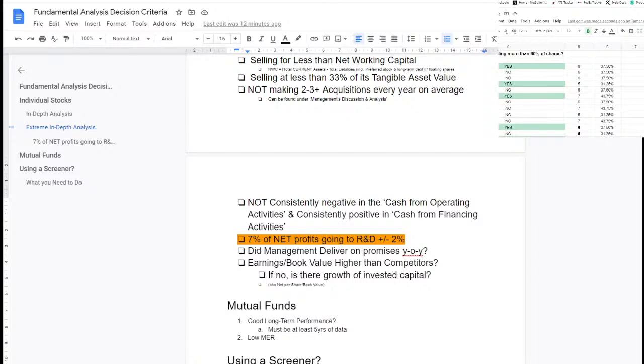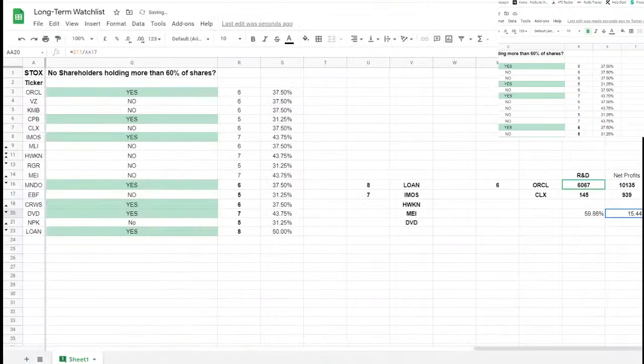This is very interesting to see. As we can see over here, 7% of net profits going to research and development, plus or minus 2%, is the industry average, as you can see with the calculations that we just did. For Oracle, these guys essentially spend almost 60% of their total profits, their total income, and put it into research and development. Which makes sense knowing what Oracle does, but again, the industry average among all different types of industries is about 7%, plus or minus 2. And as you can see with Clorox, it's about 15.44%. For me personally, this doesn't really qualify. It's not really something that looks attractive to me.